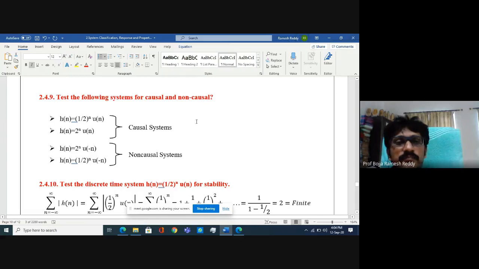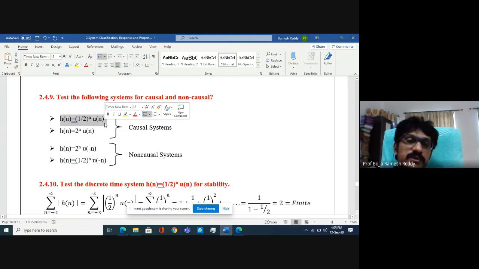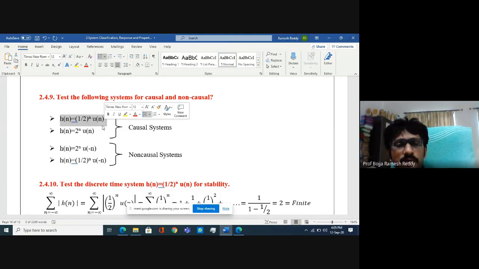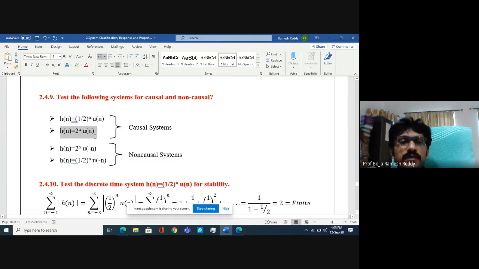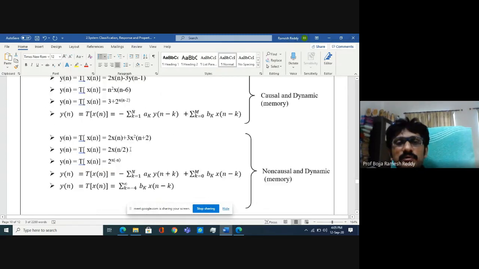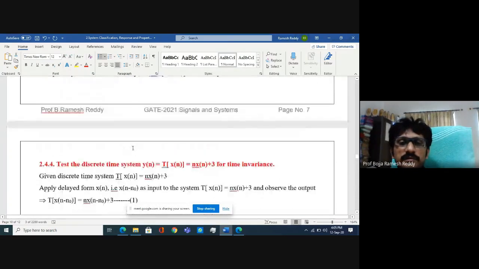Next example: test the following systems for causal and non-causal. Here h of n equals half power n u of n. This is the impulse response. Previously, systems were defined using input and output. Now, systems are defined using impulse response. I already told you somewhere about this for a causal system.